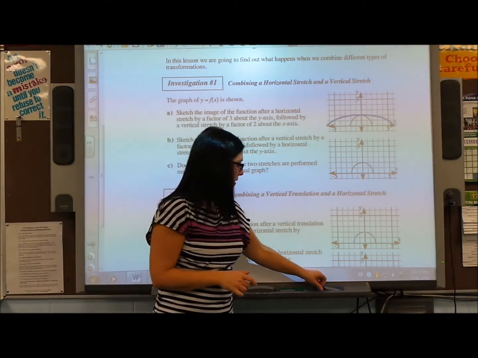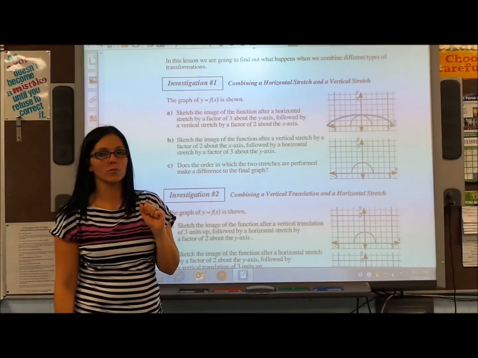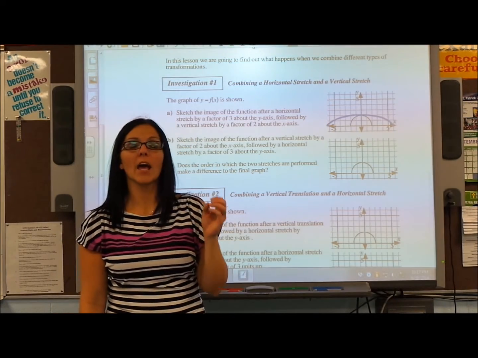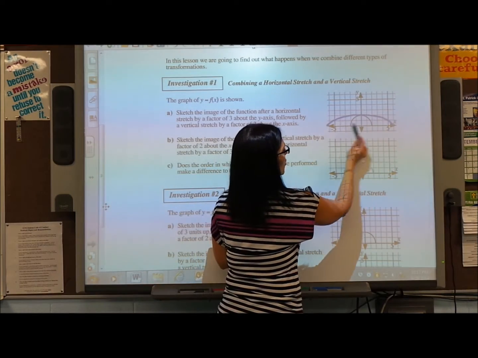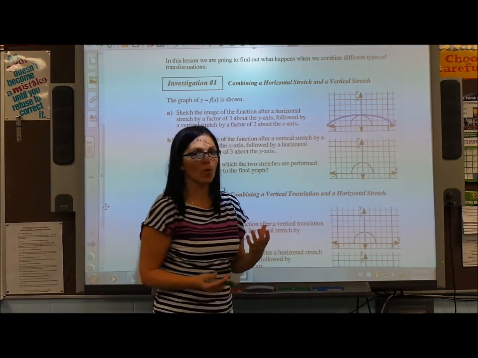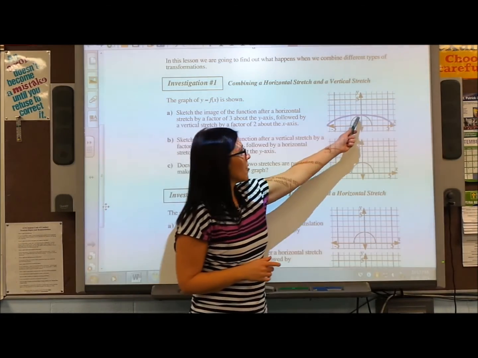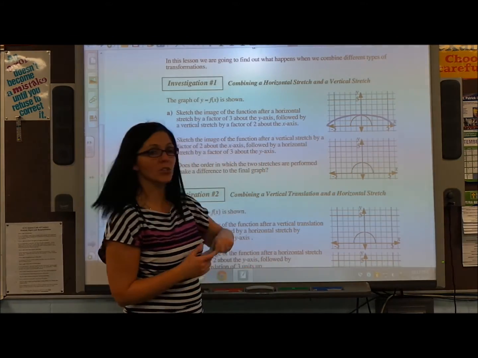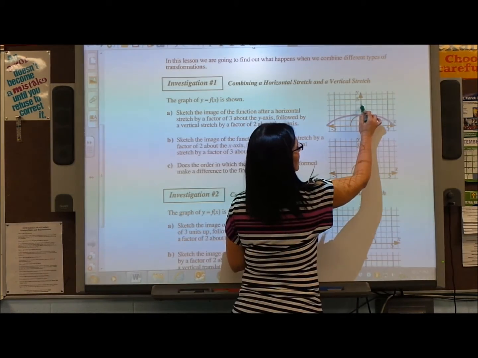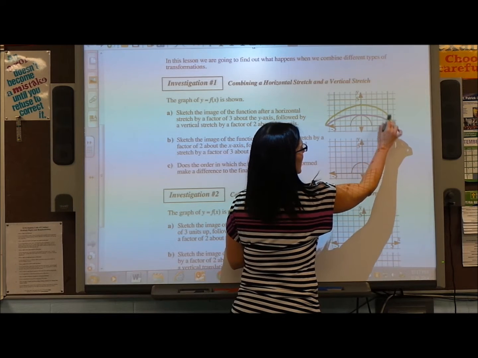The next step would be to do a vertical stretch by a factor of 2. Vertical implies that I am stretching the y-coordinates. So these two points would stay exactly where they were because the y-coordinates on both of those points is equal to 0. The y-coordinate here, which is at 2, if I stretch it by a factor of 2, is going to go up to 4. So this becomes my final image.